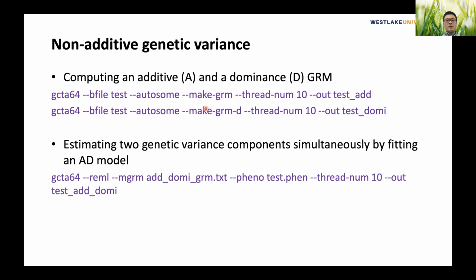So you have 2 commands here, one to compute an additive GRM and the other to compute a dominance GRM. Once you have the additive and dominant GRMs, you can fit them together again in a REML analysis to estimate additive and dominance genetic variance for a trait.